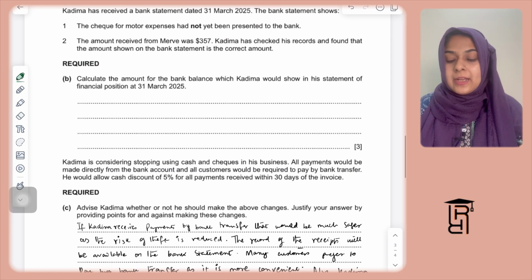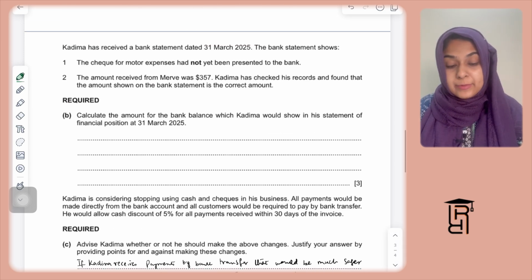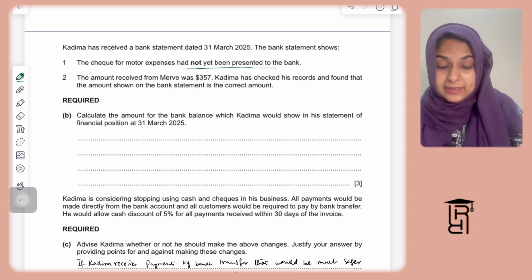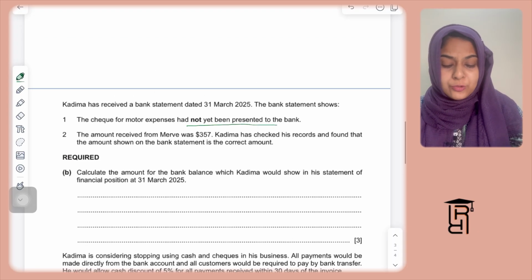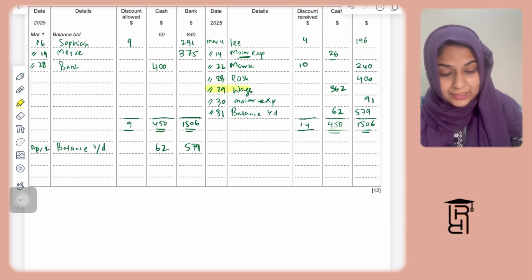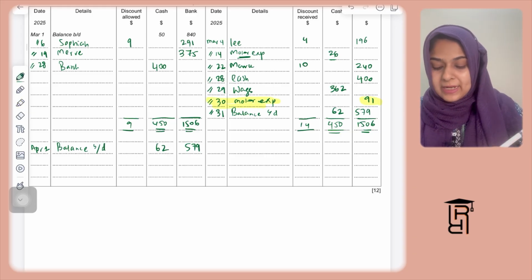For the next part, Kadima has received a bank statement dated 31st March 2025. The bank statement shows the check for motor expenses had not been presented yet to the bank. So this is an unpresented check. The check that we paid for motor expenses, this was the check. We recorded this check in our cash book, but the bank did not record it.